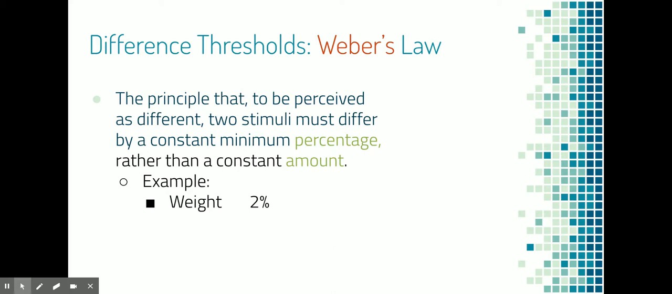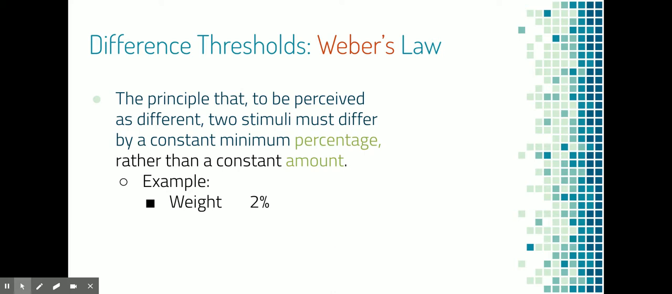Sorry. So this is a principle that to be perceived as different, two stimuli must differ by a constant minimum percentage rather than just a constant amount. So for my TV volume, I can't just tell everyone, just click up your TV by 3 numbers and then you'll be able to hear it. Instead, Weber's law says it has to differ by a certain percentage, rather than an actual numerical value.